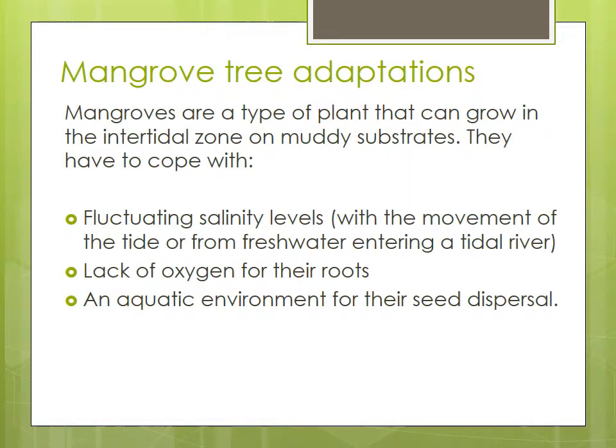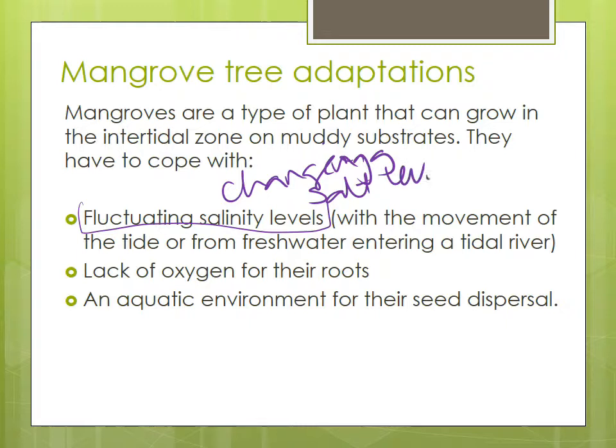Let's have a look at one particular example, which is the mangrove tree. Mangroves are a type of plant that can grow in the intertidal zone on muddy substrates. There are three things that these mangrove trees have to cope with in their environment. First, the fluctuating salinity levels. What this means is that the level of salt within the water changes. Sometimes it can be really salty, sometimes it'll be not salty at all. So it's the changing salt levels.